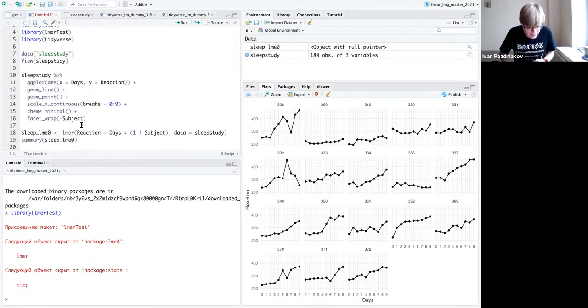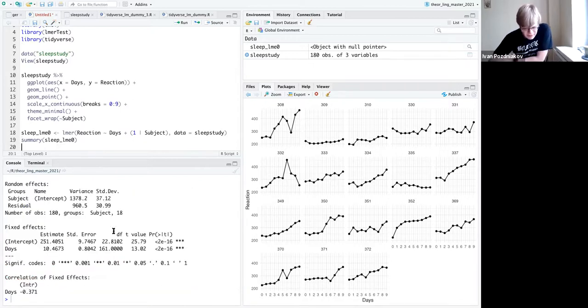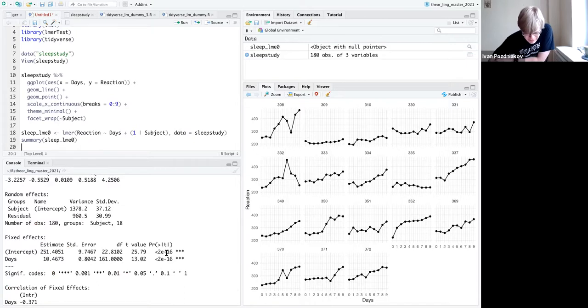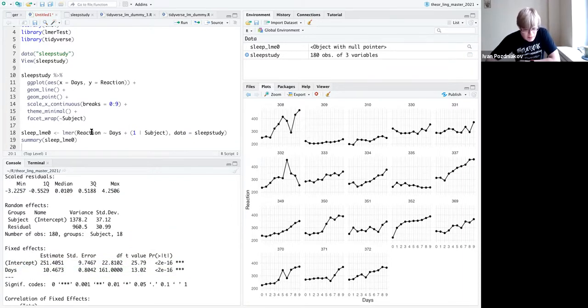Yeah, and now if you run the same model, you'll get the p-values, at least the estimation. So you can see that the intercept, as I remember, we are not interested in, because reaction time in general is not equal to zero. Okay, it's pretty obvious. But we are interested in this days factor.